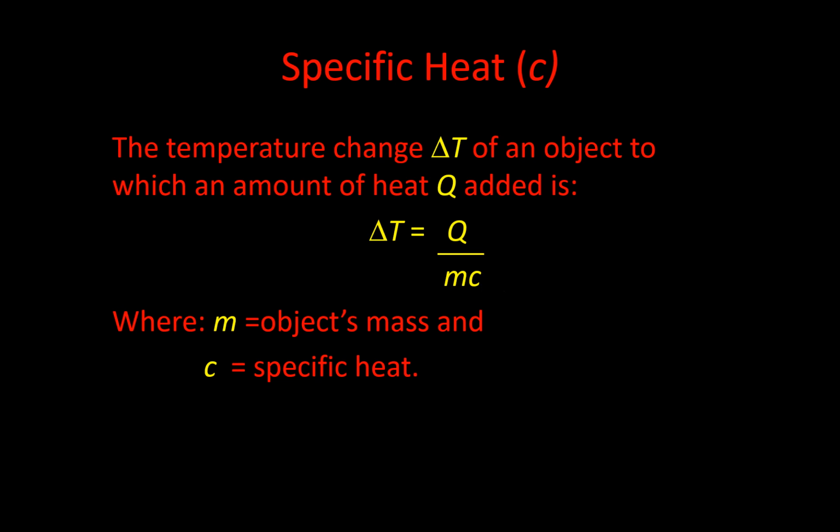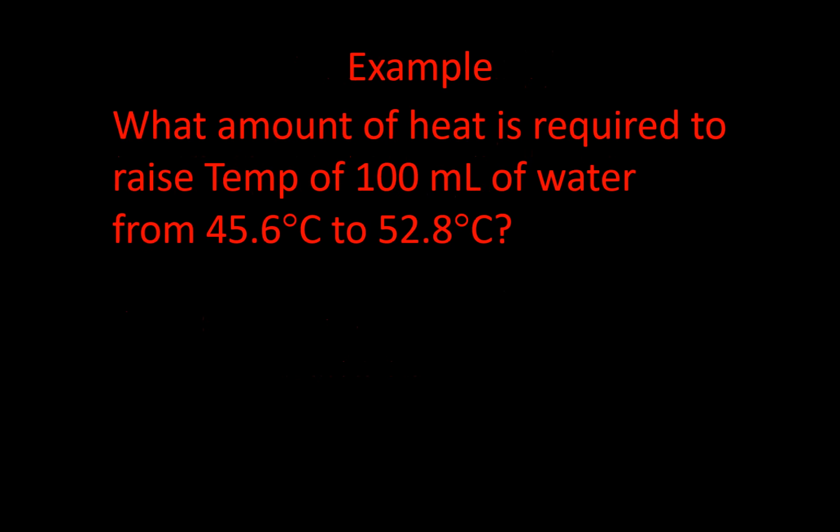So let's take a look at an example. What amount of heat here is required to raise the temperature of 100 milliliters of water from 45.6 Celsius to 52.8 Celsius? Well, in this particular case, you're given a volume of water. This is not a mass and could not be substituted in for m. So you have to figure out what the mass of the water is to substitute into our equation. Delta T is a fairly simple matter of subtracting these numbers.